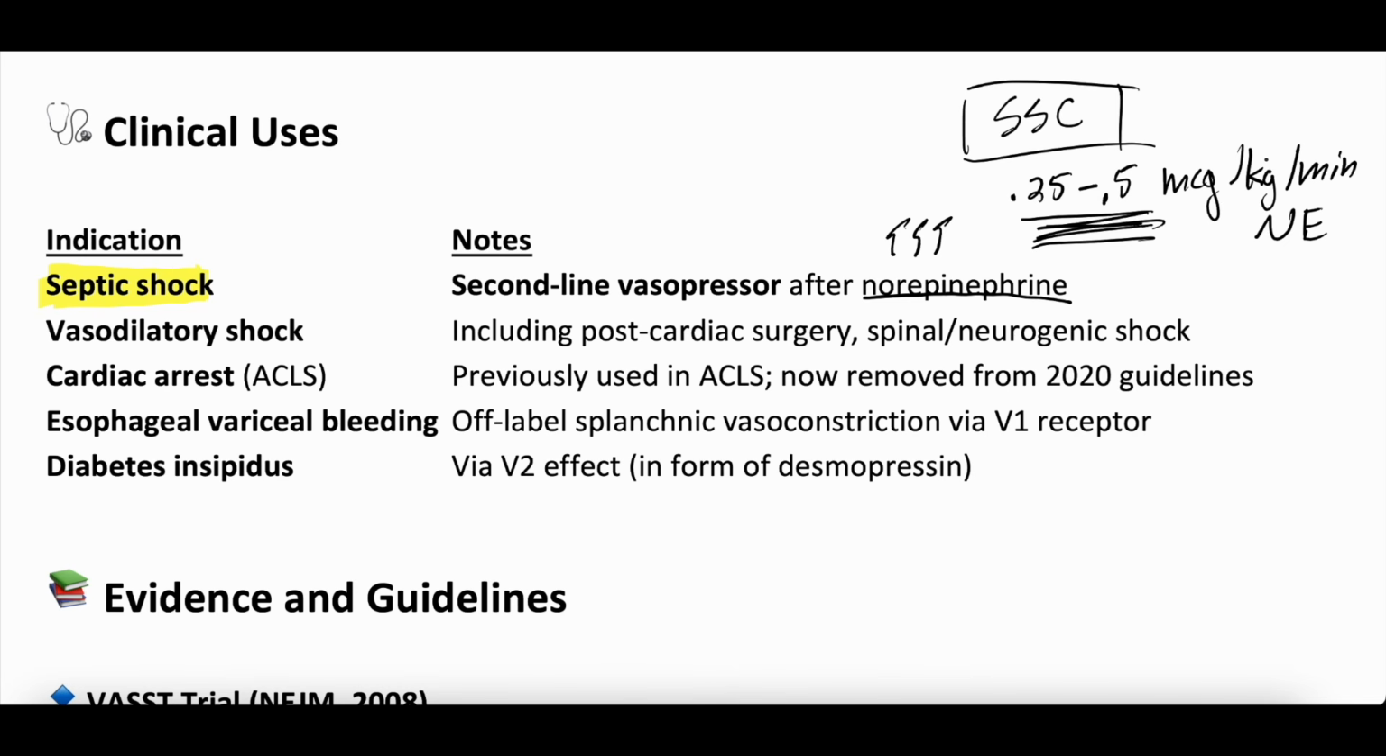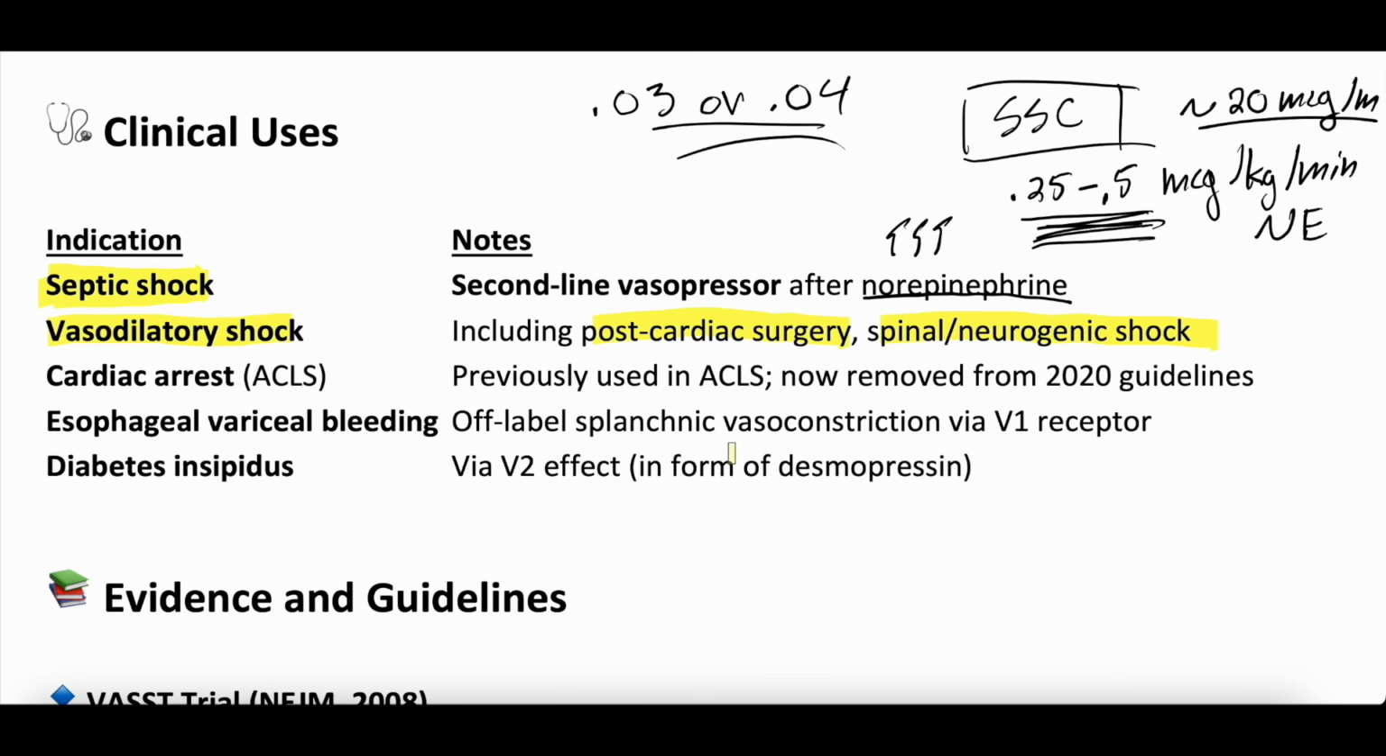If you don't do weight-based norepinephrine dosing, this for your 70 kilo person is going to be something like 20 micrograms ish per minute of norepinephrine. And that's when you usually start vasopressin, either at the 0.03 or 0.04 fixed dose. You can also use it in vasodilatory shock, all right, that post-cardiac surgery patient, the spinal or neurogenic shock patient.